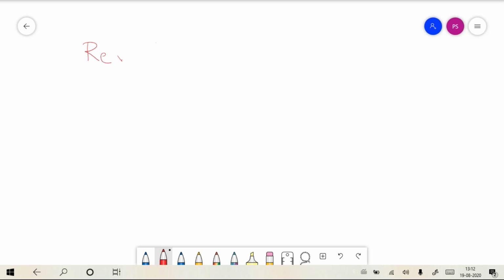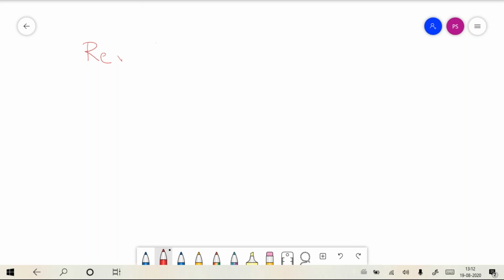Can you see the screen now? Yes, can you see the screen? Put something in the chat. Screen is seen? Yes, okay.